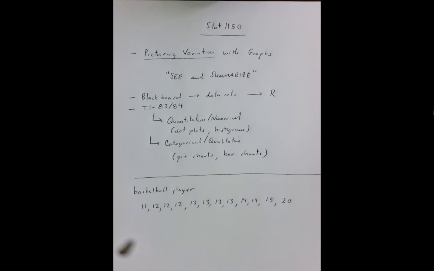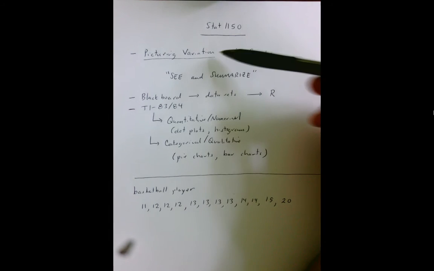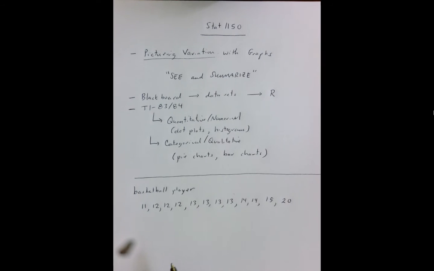So guys, you can clearly see that there's been variation in the number of points that they've scored. It looks to me that day in, day out, we can say that this person scores about 13 points per game. But we'll get into that in future videos. Right now, we just want to be able to see and summarize, create graphs that allow us to picture the variation across the points that are scored.